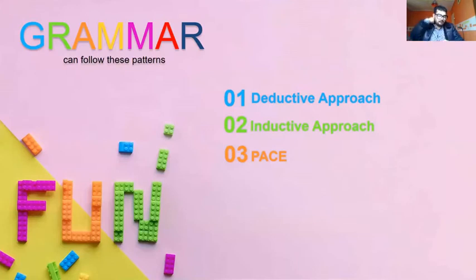So in terms of grammar, we're going to cover three types of grammar learning methods or grammar learning techniques. Can you see it? Yes. Sorry, which are the deductive approach, the inductive approach, and the PACE approach. Yes, they are very simple methods. And I guess you have seen more than one before, but maybe the names haven't resonated yet.